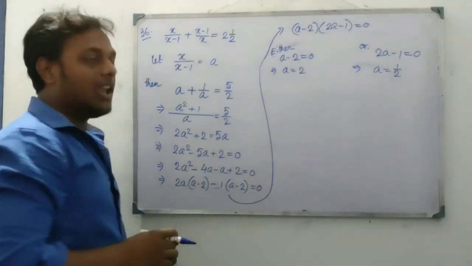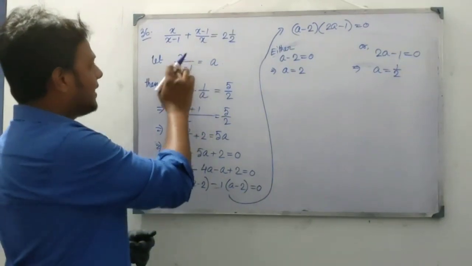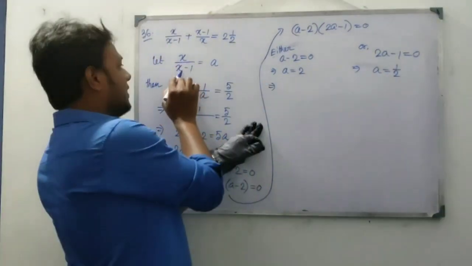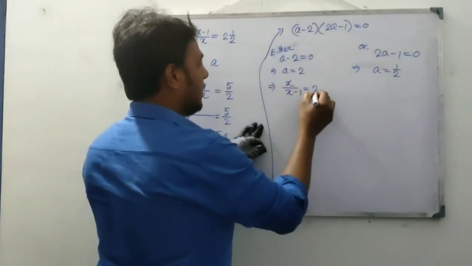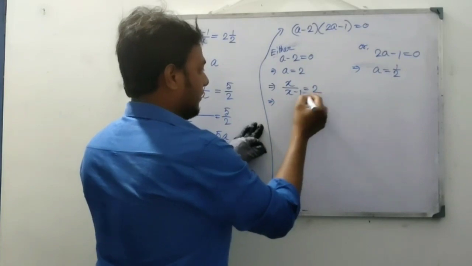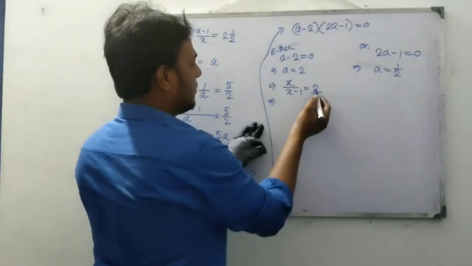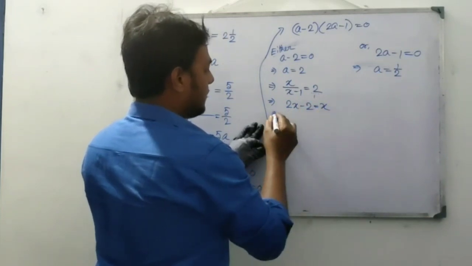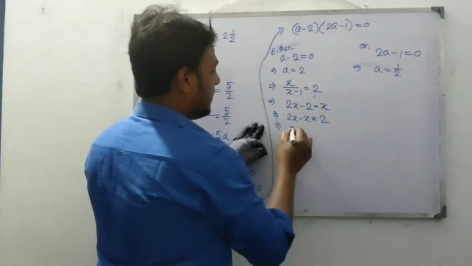So we have to convert a into x. A means our x by x minus 1. So put x by x minus 1 in the place of a, equals to 2. Now consider cross multiplication. The denominator of 2 is 1, so by cross multiplication 2x minus 2 equals to x. After solving, 2x minus x equals to 2, which implies that x equals to 2.